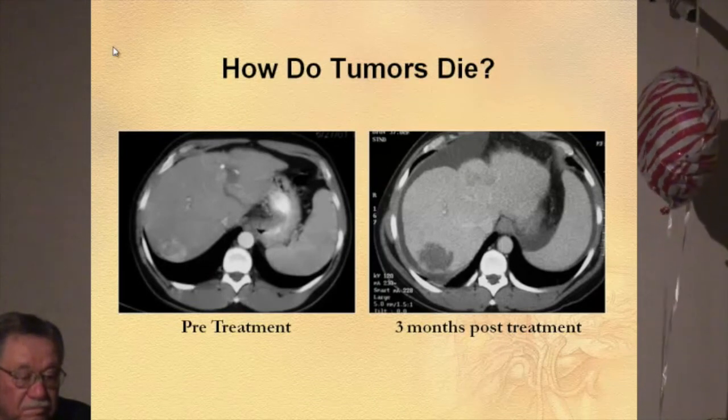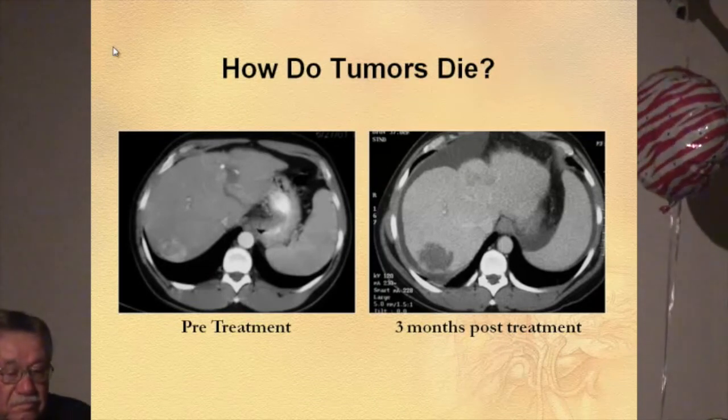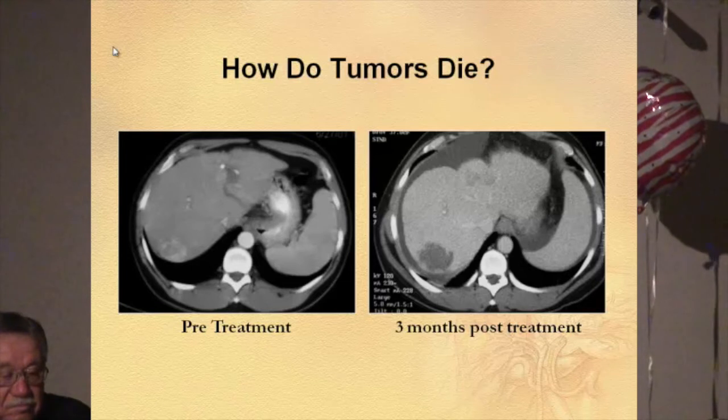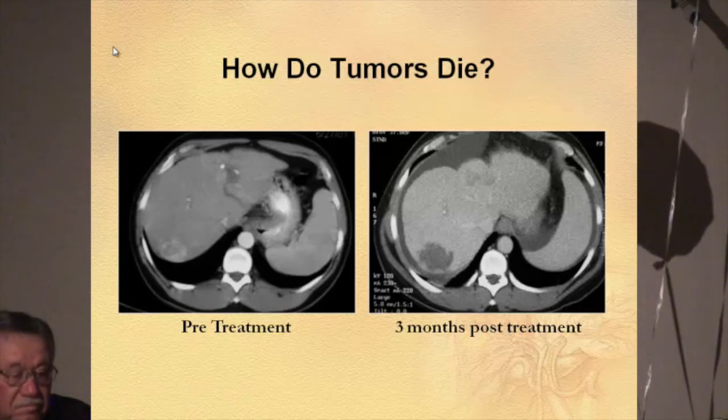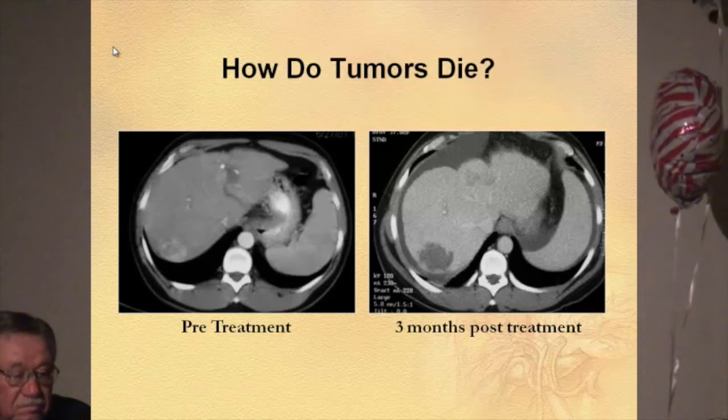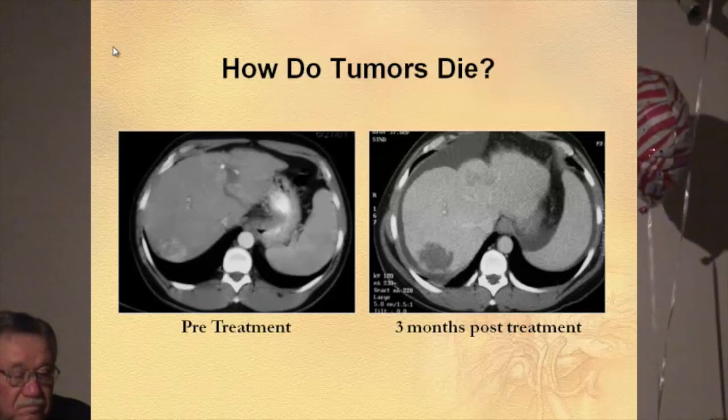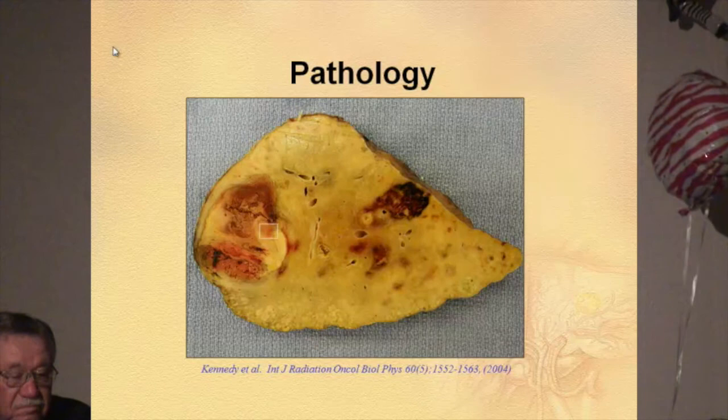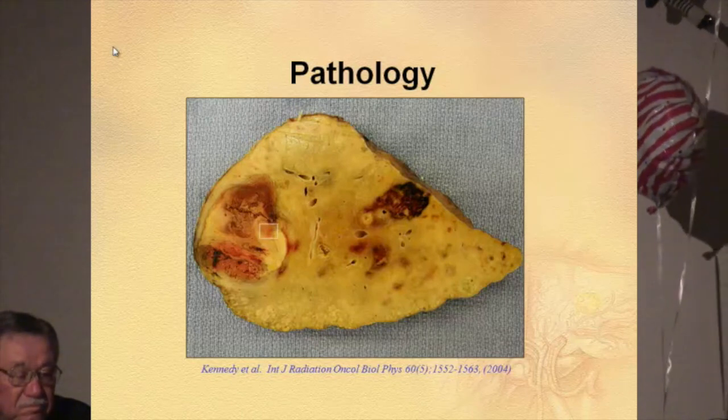I had a patient ask me this the other day in clinic, how did the tumors die? This is a patient that was treated. There's a tumor on the backside of the right lobe that is white on the CT scan. That's 3 months after treatment. It's created a hole in the liver. The liver will never look normal. It'll create holes where the tumor was. This patient went on to transplantation.